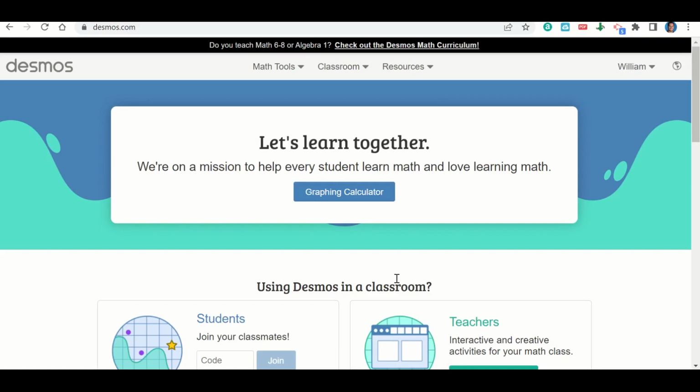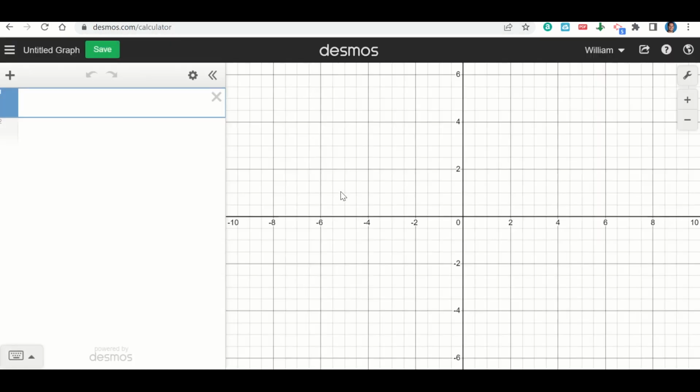Let's talk now about how we can use Desmos to check our work when dealing with systems of linear equations. So the first thing we're going to do is go to desmos.com, which is here, and click on Graphing Calculator. Now, this allows us to type in our equations over here. So let's go ahead and put in an equation. Let's say it's y equals 2x minus 4. So there's our first equation.